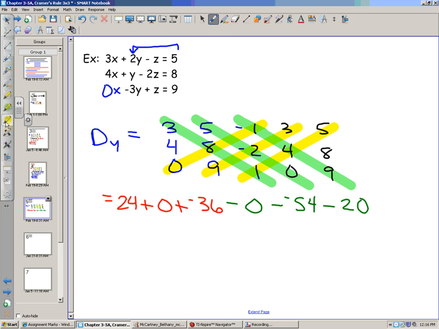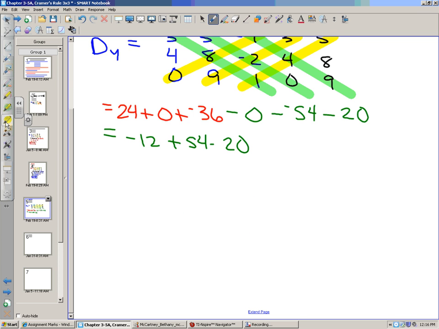Yes or no? Doesn't matter the order that you multiply in, Josh. If you're here, 3 times negative 2 is negative 6, and negative 6 times 9 is negative 54. Doesn't matter the order you multiply the numbers in as long as you multiply them correctly. Okay? This gives you negative 12 plus 54 minus 20.